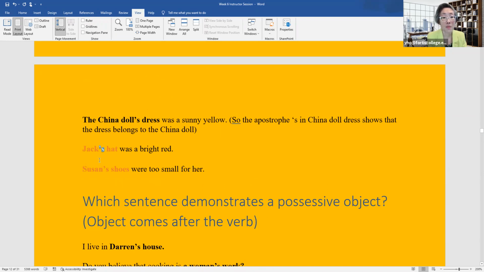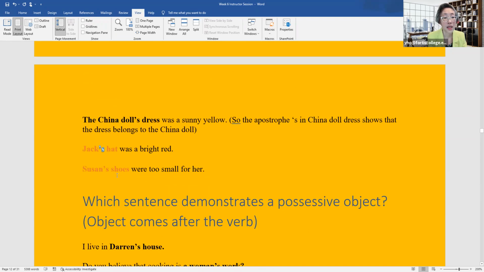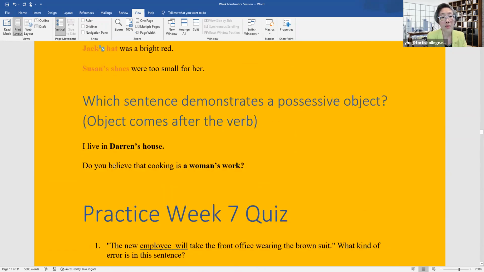That's a possessive subject, okay? Because the subject is showing ownership. The subject is showing possession. So therefore it's a possessive subject. And then when it's after the verb, it's known as a possessive object.